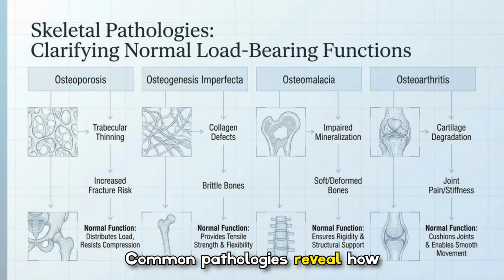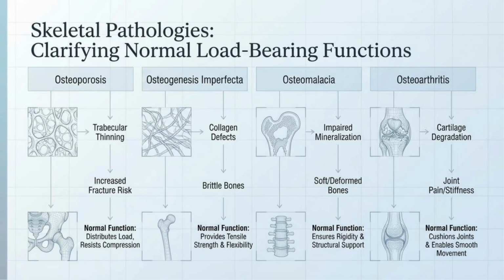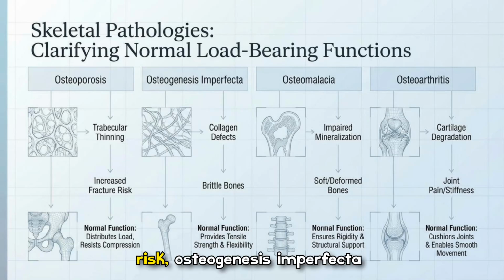Common pathologies reveal how normal load-bearing functions can fail. Osteoporosis thins trabeculae, increasing fracture risk. Osteogenesis imperfecta weakens collagen, causing brittle bones. Osteomalacia impairs mineralization, leading to deformed bone. And osteoarthritis degrades cartilage, producing joint pain and stiffness, each demonstrating the importance of structure for mechanical performance.